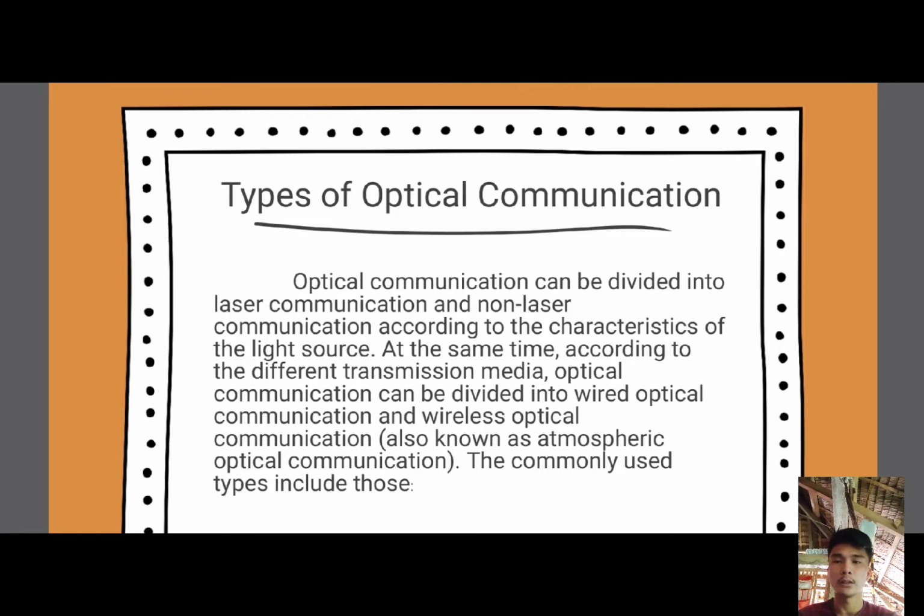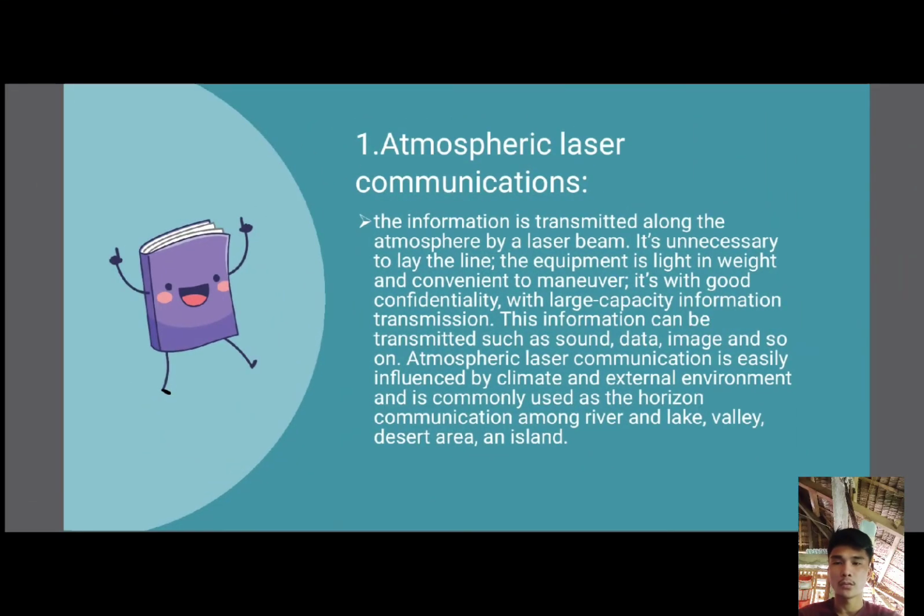The commonly used types include these. Atmospheric laser communication: the information is transmitted along the atmosphere by a laser beam. It is unnecessary to lay the line. The equipment is light in weight and convenient to maneuver. It has good confidentiality with large capacity information transmission. The information can be sound, data, image, and so on.